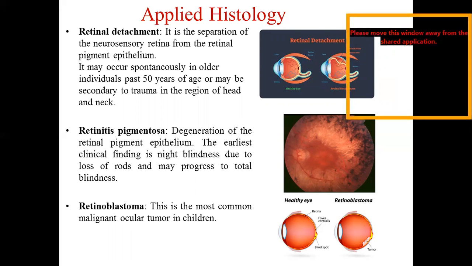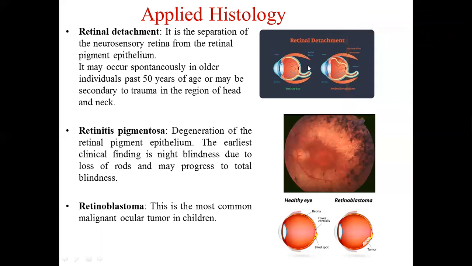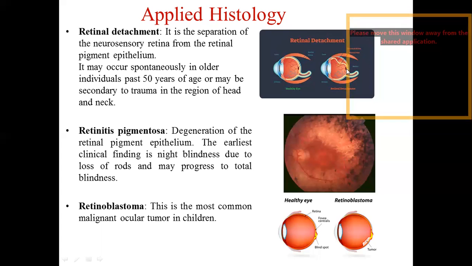So it is a separation of neurosensory retina from the retinal pigment epithelium. It may occur spontaneously in older age after 50, or maybe secondary to trauma in the region of head and neck. So you can see in this photo, this is a normal retina, yellow color, and this is a detachment of the retina. So if the retina gets detached, there is no reflection of light on it, no transmission of signals, as rods and cones, they are photoreceptor cells. So the person may not be able to perceive the images, there will be loss of vision.